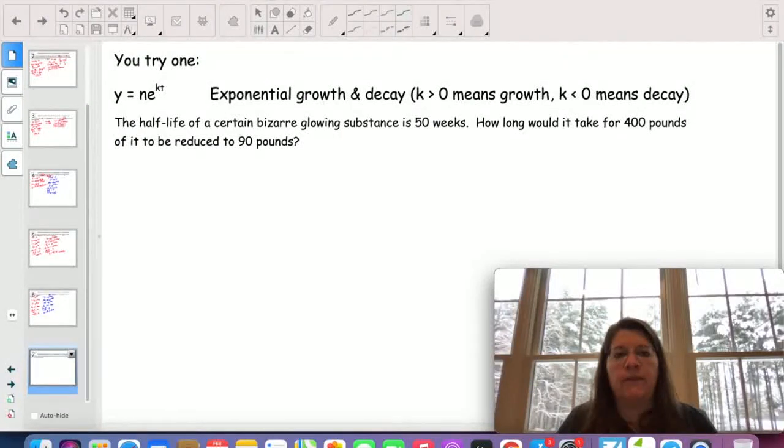Here's another one. The half-life of a certain radioactive substance is 50 weeks. How long would it take for 400 pounds of it to be reduced to 90 pounds? So go ahead, see if you can do this one on your own, and we'll go over it in just a minute.